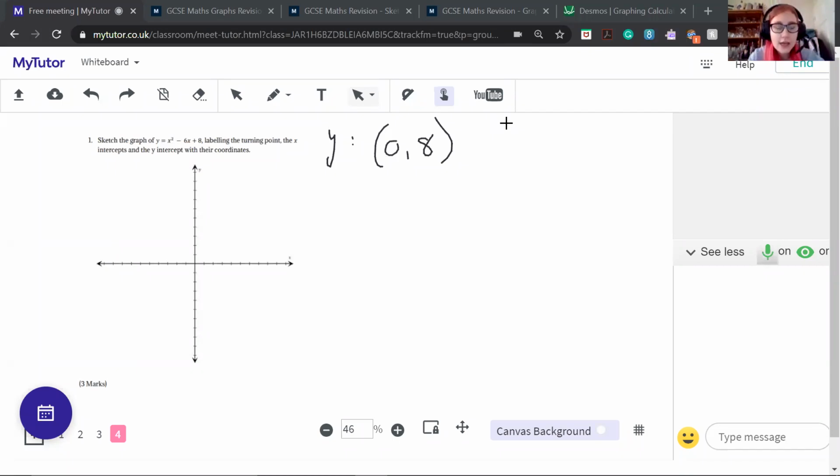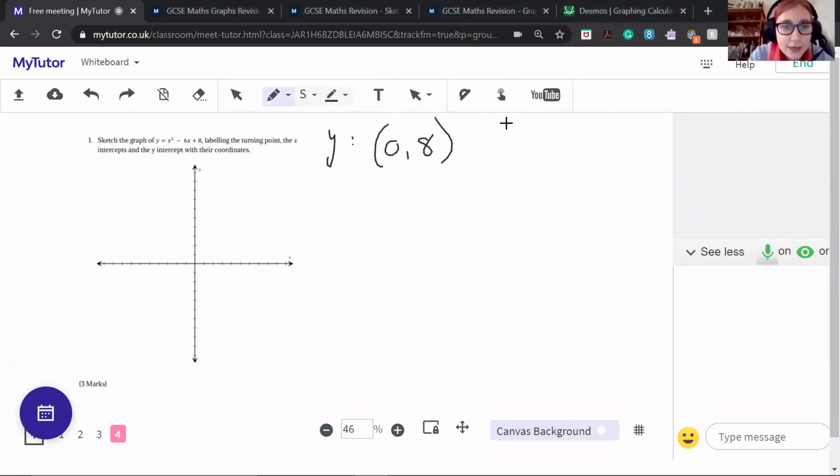So that's where this y-intercept is. The x-intercepts are going to be where y equals 0. So where x squared minus 6x plus 8 equals 0. So the first thing that we're going to do is factorize this.